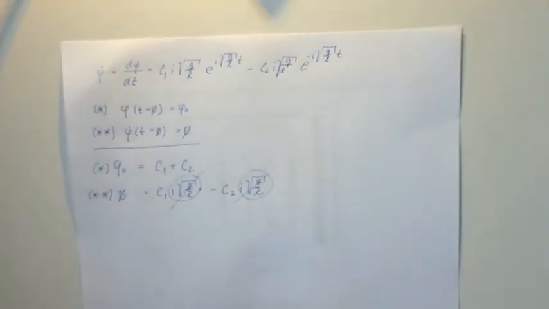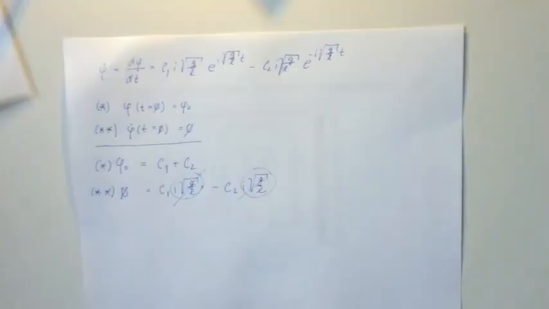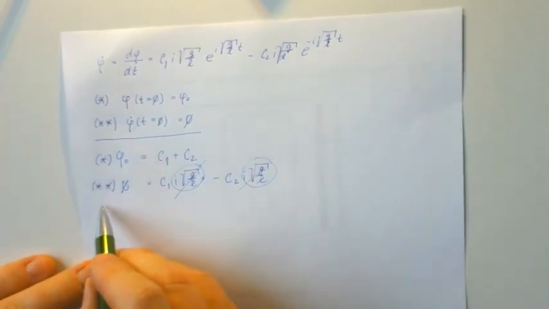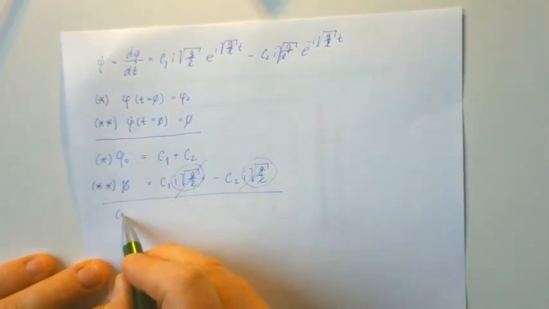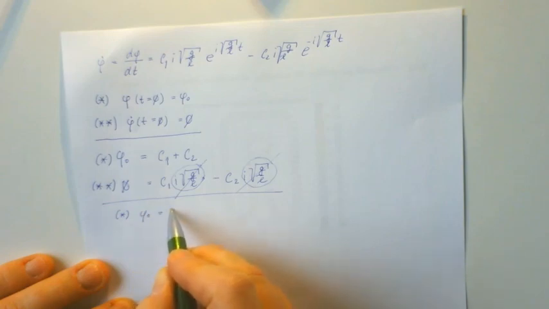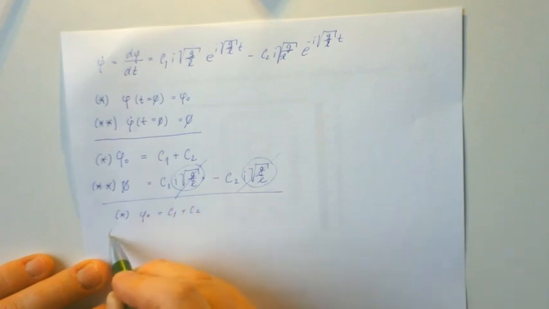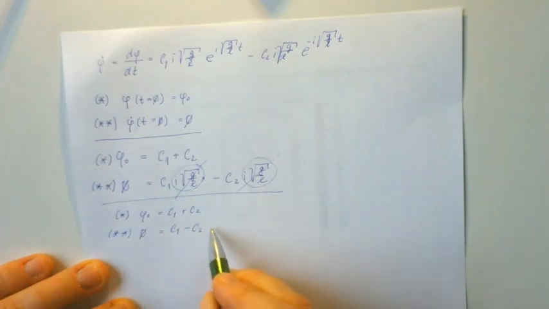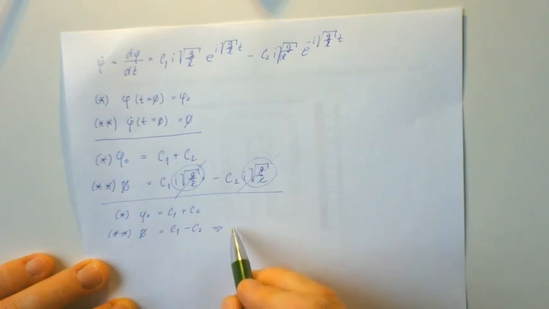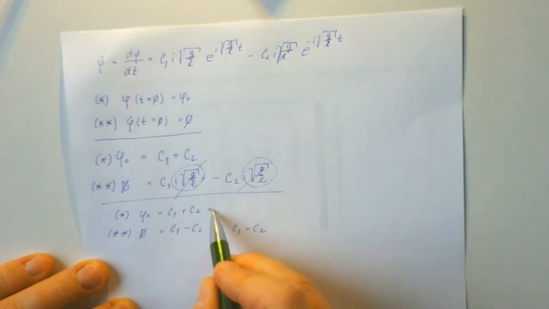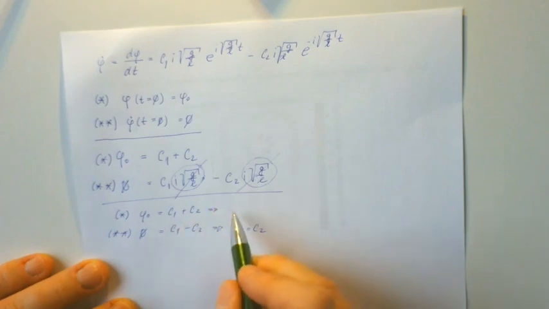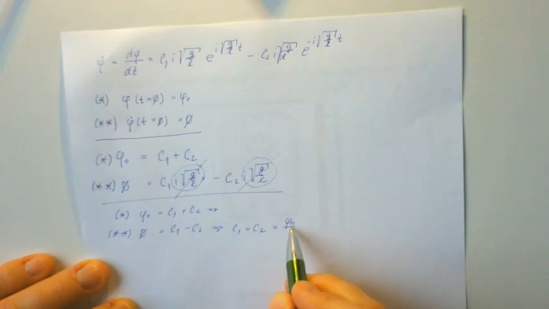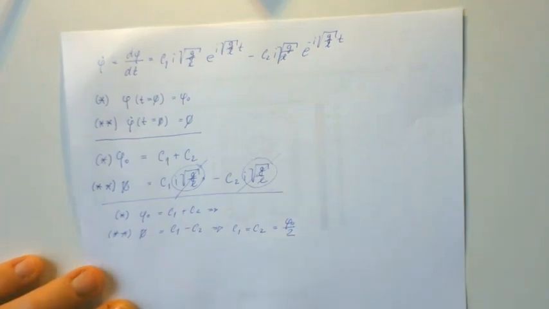So finally we get these very simple equations. Phi 0 is C1 plus C2, and the second equation, 0, is C1 minus C2. From this it follows that C1 is equal to C2, and from this it follows that it is equal to phi 0 half.